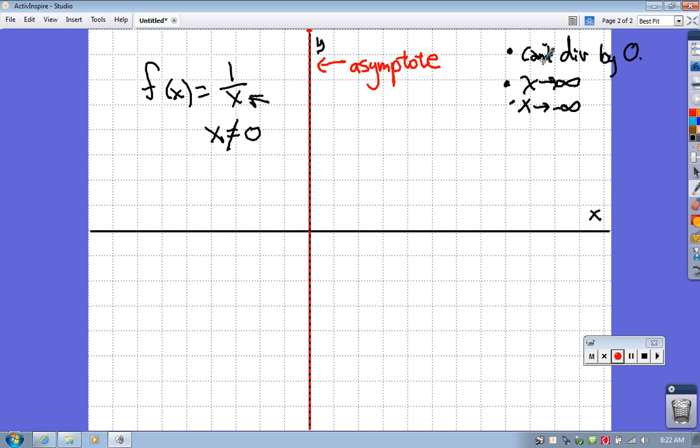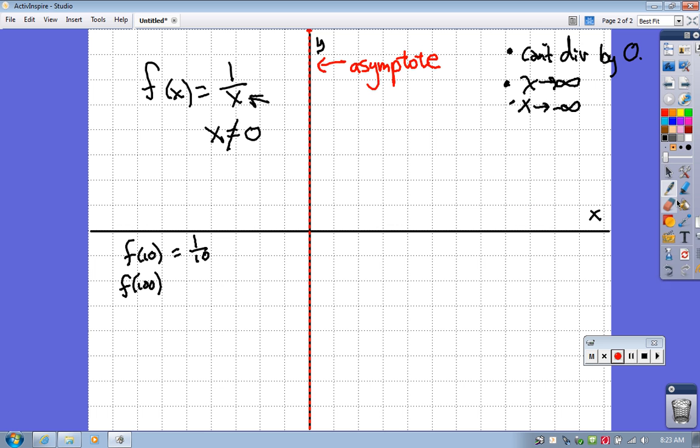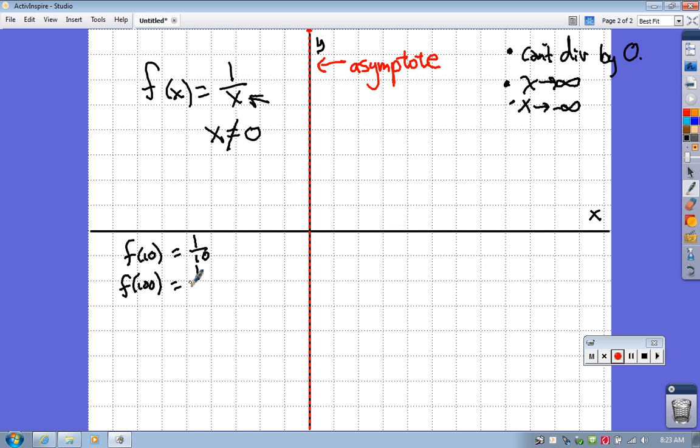So let's think about that. As x starts getting really big, let's evaluate f of 10. That would be 1 over 10, 1/10, which is pretty small. Or let x get to 100, right? So 10's here. 100's going to be way out there. It would be 1 over 100, which is even smaller. Or if x was 1,000, 1 over 1,000, which is even smaller.